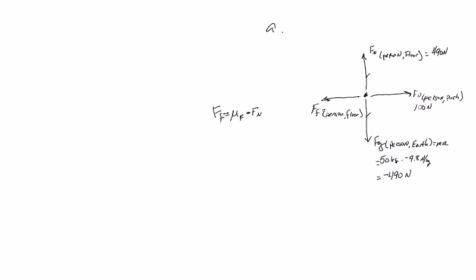Okay, and so our coefficient is 0.15 times 490 newtons. And so we're going to have to just be conscious of the fact that our direction for that friction force is going to be to the left, so it's going to have to be negative when we're done. And 0.15 times 490 is 73.5 newtons. And it's got to be negative.